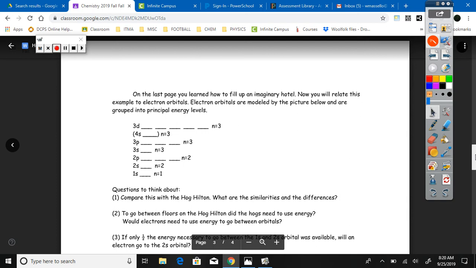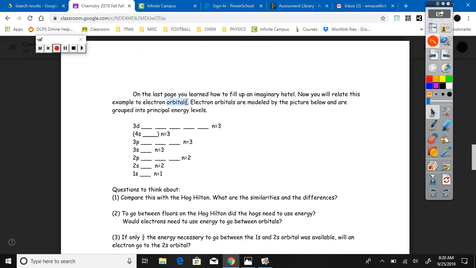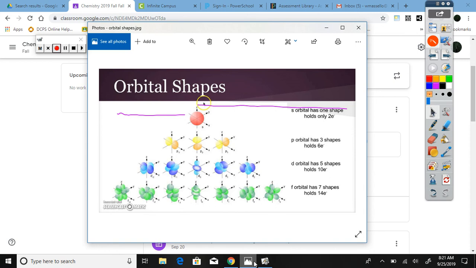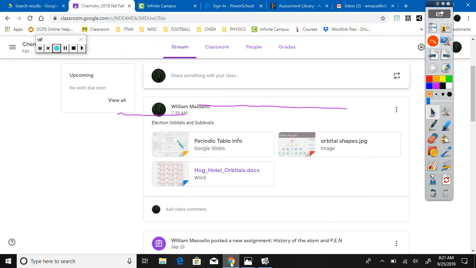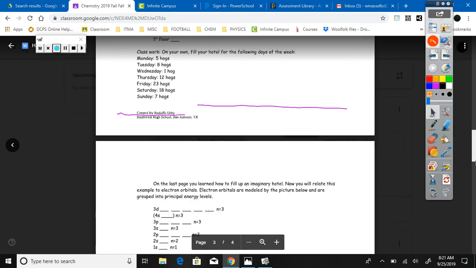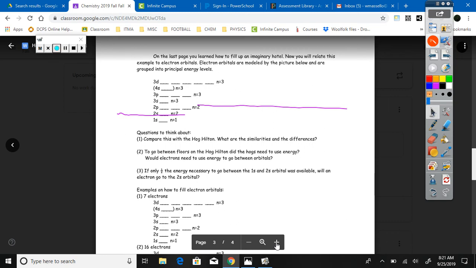On the last page, you learn how to fill up an imaginary hotel. Now you will relate this to the example of electron orbitals. Electron orbitals are modeled by the picture below and grouped into principal energy levels. Okay? Yeah, you copy that shape right there, the way it's drawn. So you see, look at those orbital shapes. You have S's, you have P's, you have D's, you have F's, right? Well, right here, got the same thing.